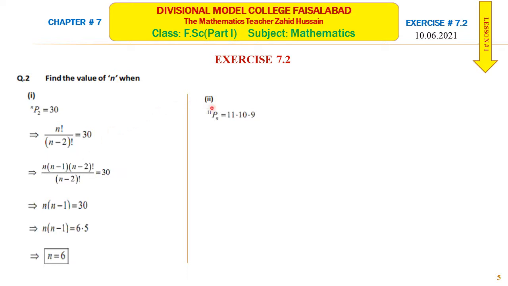Its second part is permutation of 11 objects taken n at a time equals 11 into 10 into 9. Because this is an equation, we will write its left hand side by using the formula. That is, in the numerator there will be 11 factorial over (11 minus n) factorial. So 11 factorial can be written as 11, 10, 9 and 8 factorial, because in the right hand side of this equation there are 11, 10 and 9.